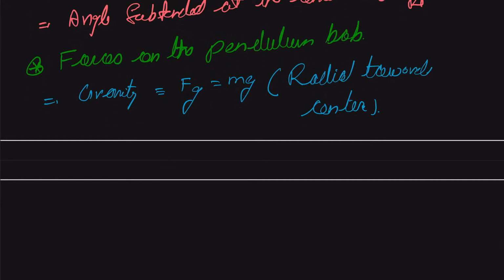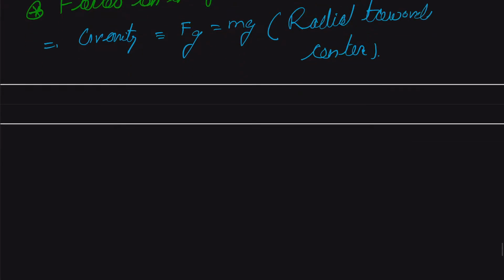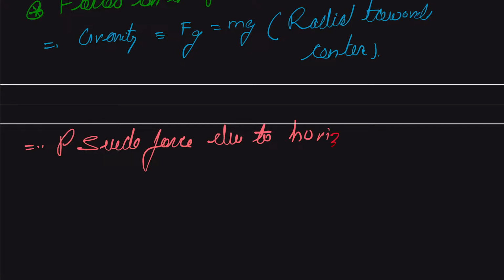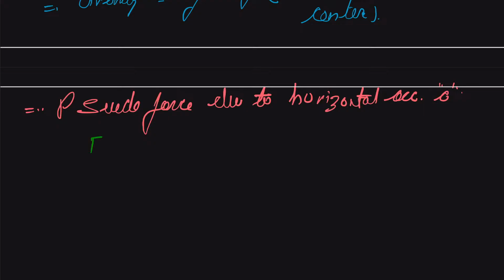And there will also be a pseudo force acting on it. The pseudo force will be due to the horizontal acceleration, which is given as A. Therefore we can say that Fp will be equal to mass into acceleration, but with negative sign, that is in the opposite direction.